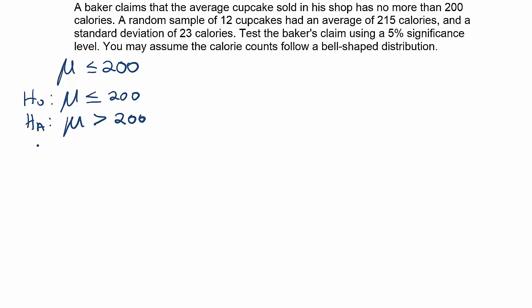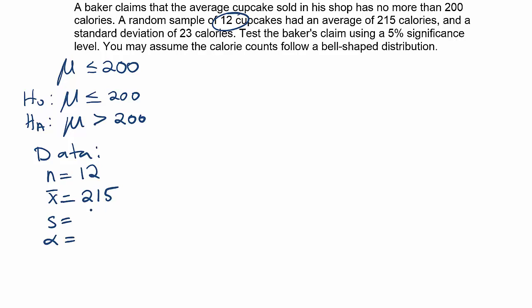Then the data for this problem, we're going to copy that down. Remember, for hypothesis tests, we always have a sample size, a sample mean, a standard deviation of some sort, and a significance level. So what's the sample size? Only 12 cupcakes. That's a small sample size, so let's keep that in mind. The sample mean is 215 calories. The standard deviation was 23 calories. And the alpha here, the significance level, is 0.05.